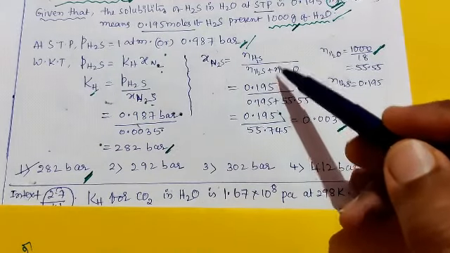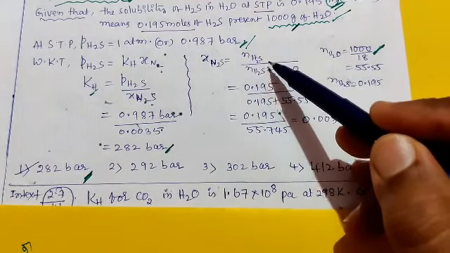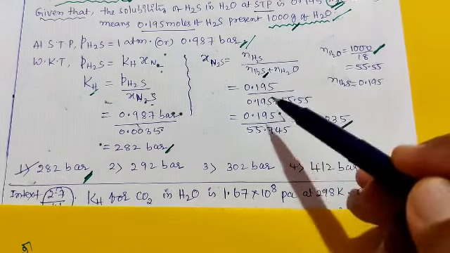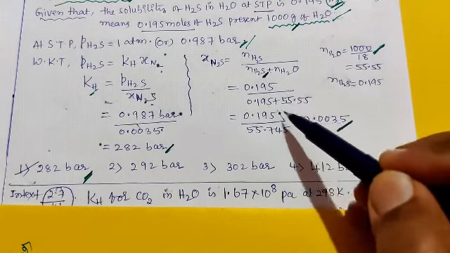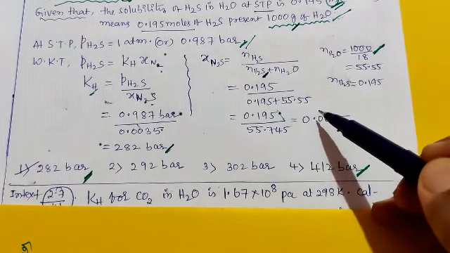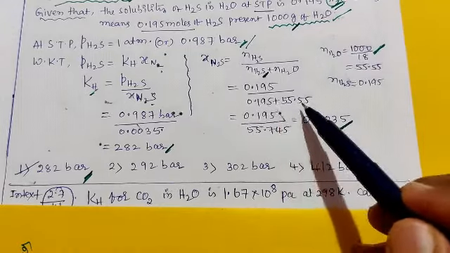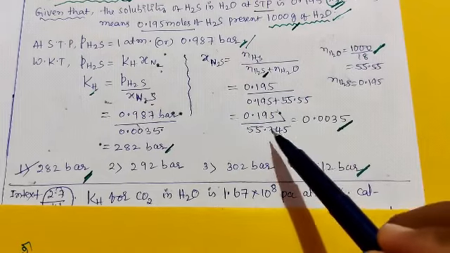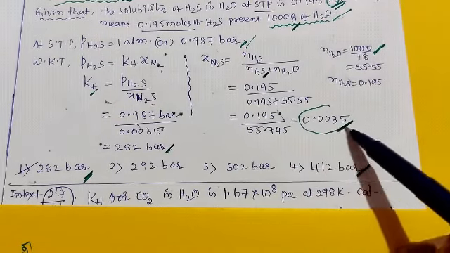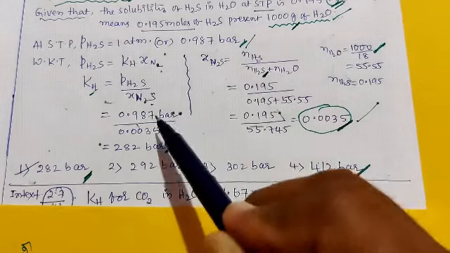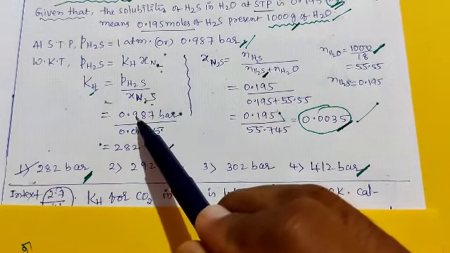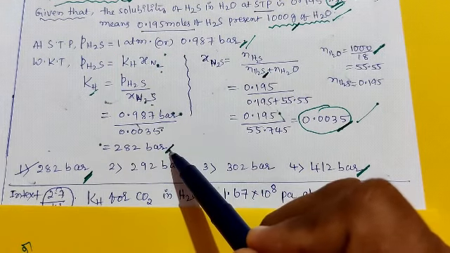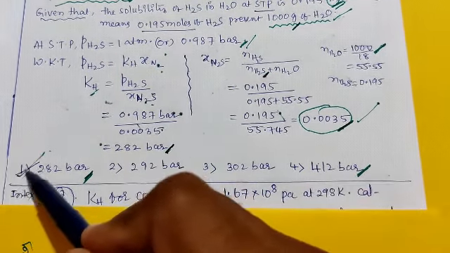Here how to calculate the mole fraction is explained very clearly. Number of moles of H2S by total number of moles, because the moles of H2S are already given. Don't neglect it and don't take only the number of moles of water molecules, students. Take both the numbers of moles, because they are already given in this data. So by using this we get the mole fraction of H2S. Then KH is equal to partial pressure of H2S by mole fraction of H2S, which is approximately 282. That's why it is the correct one.